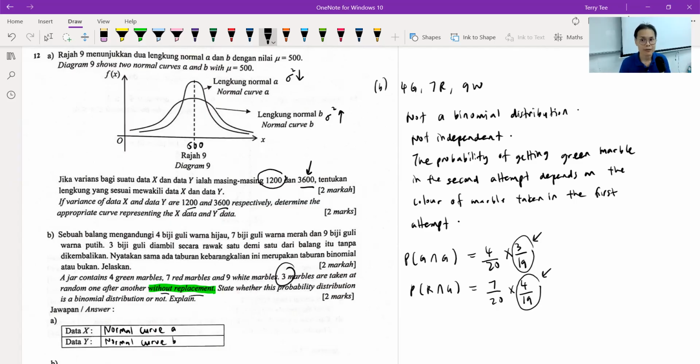You can also mention that. Okay, I don't think you write this probability out. You just mention that it's not independent, and you can say the probability of getting the green marble in the second attempt depends on what you get in the first attempt. Okay.